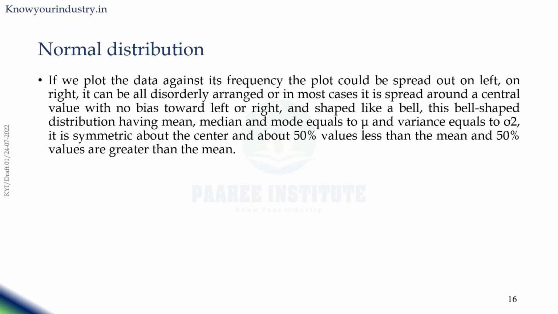What is normal distribution? If we plot the data against its frequency, the plot could be spread out on the left or on the right, or it can be all disorderly arranged, or in most cases it is spread around a central value with no bias towards left or right. Or it can be shaped like a bell, and this bell-shaped distribution has mean, median, and mode equal to mu and variance equal to sigma square. It is symmetric about the center, with about 50% of values less than the mean and 50% of values greater than the mean.